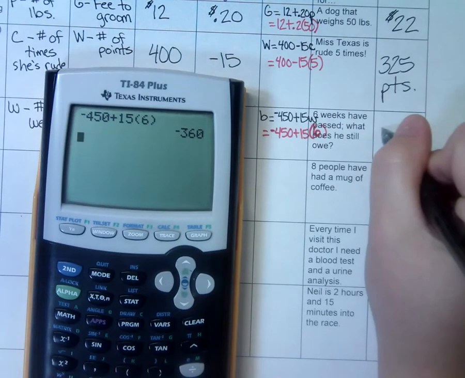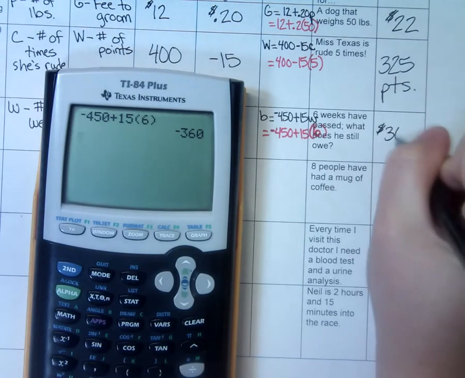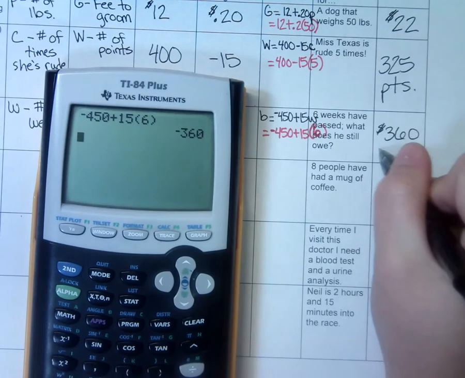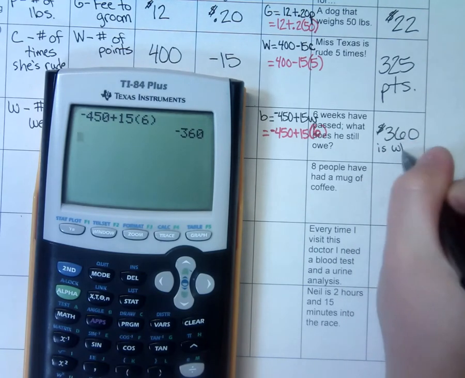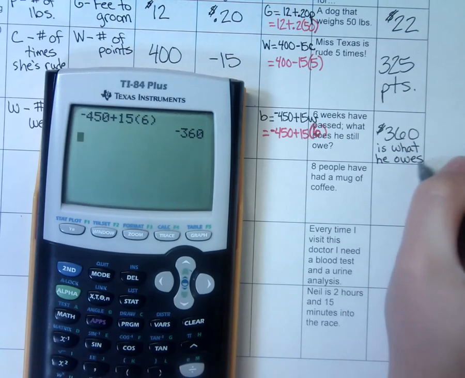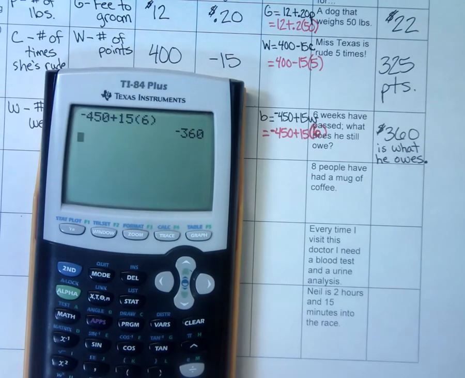But when I write it, I don't need to write it with the negative. Since it says how much does he owe, well, $360 is what he owes. And so we know if he owes that money, then it's not really a positive amount in his pocket. It's a negative amount, but we don't have to write it like a negative.